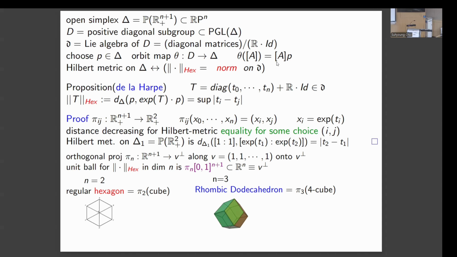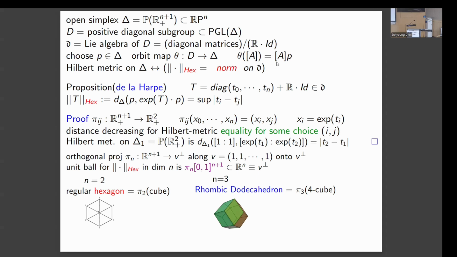So for example, if you do this in dimension 3, well, if a 2-simplex comes from projectivizing dimension 3, you're projecting a cube along the main diagonal to the orthogonal plane. The image is a regular hexagon. And that's why this metric, I call it the hex metric. If you do this in 1 dimension higher, you're taking the image of a 4-cube, doing the corresponding orthogonal projection, you get a rhombic dodecahedron.